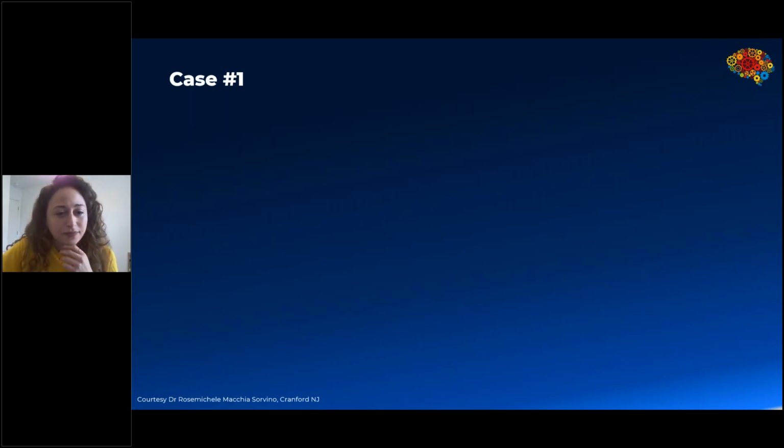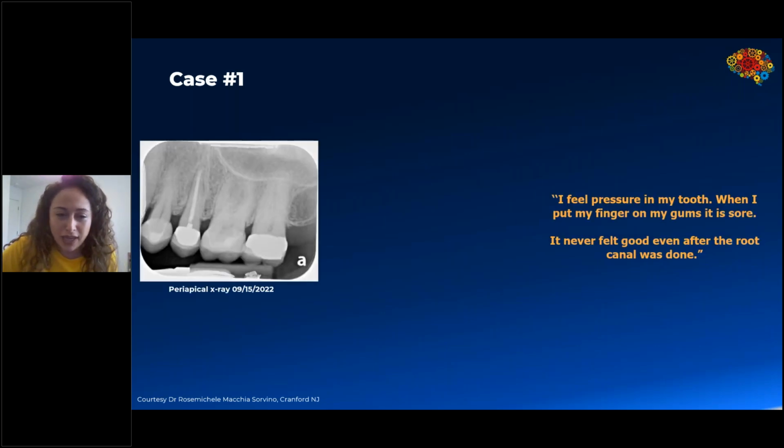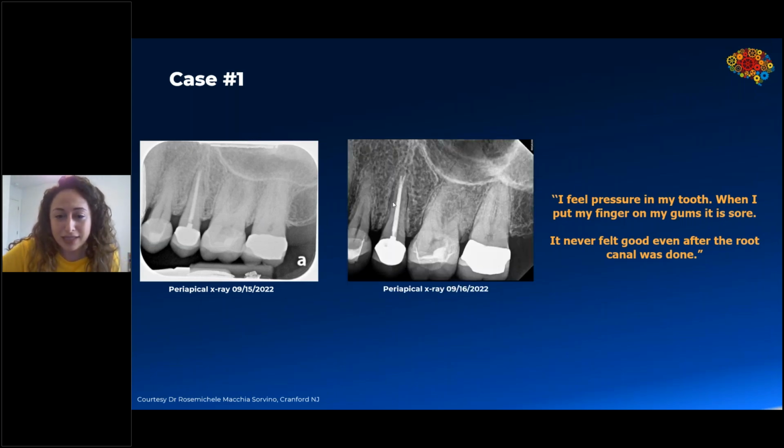I got this first case from an endodontist I work very closely with in New Jersey. This is the periapical x-ray from the general dentist, and this is the periapical x-ray from the endodontist. The patient came in feeling pressure on her tooth. Whenever she puts her finger on her gum, it just feels sore. The tooth never really felt good, even after the root canal treatment was done. She's talking about the premolar, tooth number 13.